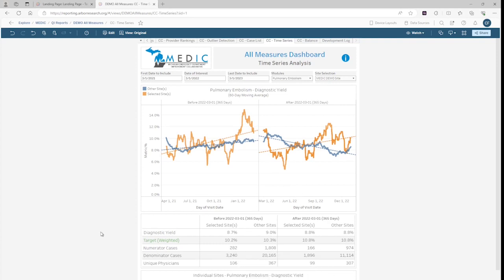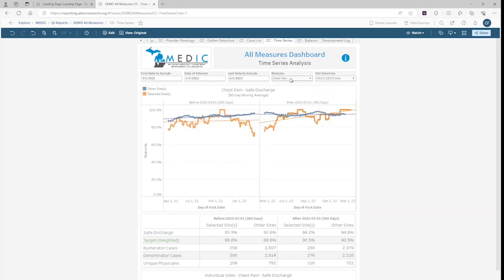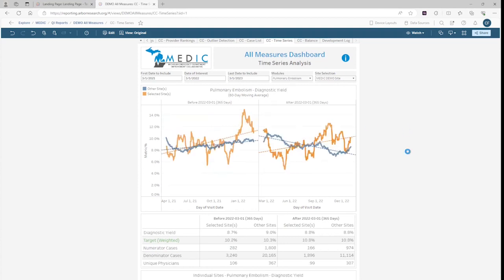And so what you see in these plots is a 60-day moving average for the selected metric. If I selected some other metric like chest pain, the numbers would look different. But let's just go back to PE since we're using that as our example today. On the y-axis, you're going to see the rate of diagnostic yield, or the rate of whatever metric you have selected. In the orange, you see the selected sites. In the blue, you see the other sites all aggregated together. You'll see the split, and then you'll see what the rate was in the after period.